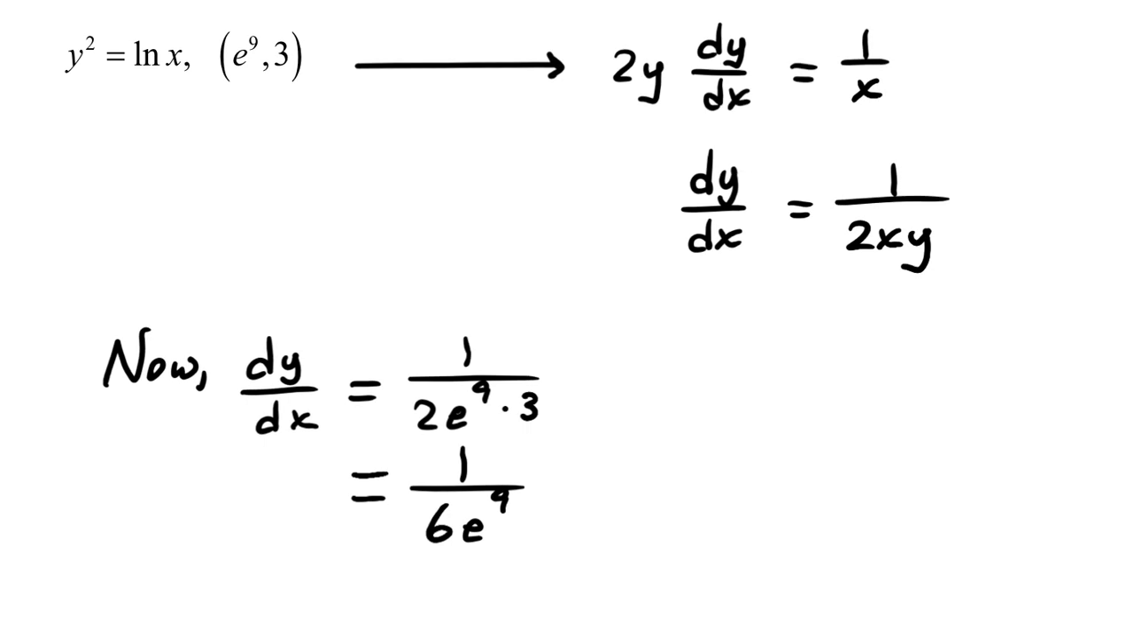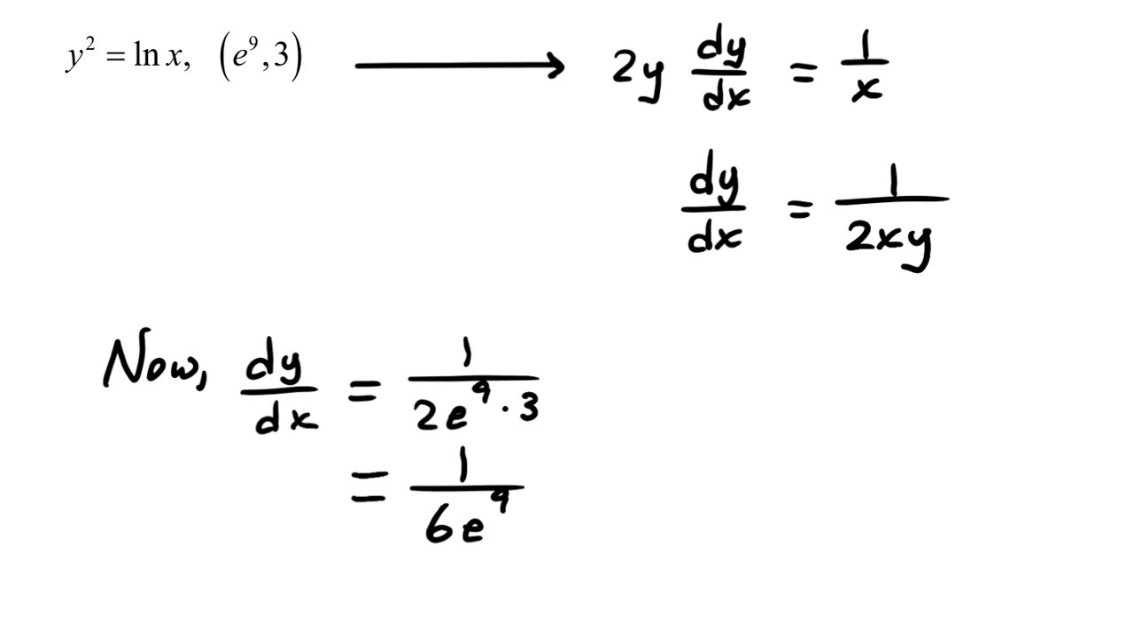In this equation, we have y squared equals natural log of x. We're supposed to find the slope at the point (e to the ninth, 3). Take the derivative of y squared. We get 2y dy dx. Natural log of x has a derivative of 1 over x times 1. The derivative of x is 1, we just don't have to write it. Divide both sides by 2y. That gives us a derivative of 1 over 2xy.